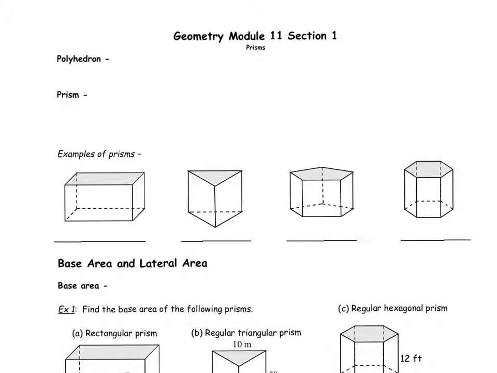In Module 11, we're going to talk about 3D figures. And in Section 1, we're specifically going to talk about prisms. So before we start off, we have to define a polyhedron. And a polyhedron is a solid with flat faces that are polygons.